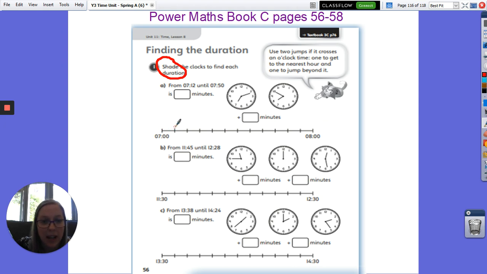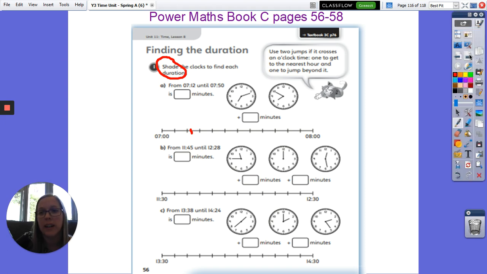So on this number line, each line represents a 5-minute interval. Each line represents 5 minutes on the clock. Okay, so if you were starting at 7:12, you would start at 7:05, 7:10. You would start about there. Okay. And if I were going to do the first one, I would do a jump up to the next multiple of 10 and then one bigger jump. So I'd do a smaller jump and a bigger jump. I'd partition it, okay? So have a go at those. All right, next page.